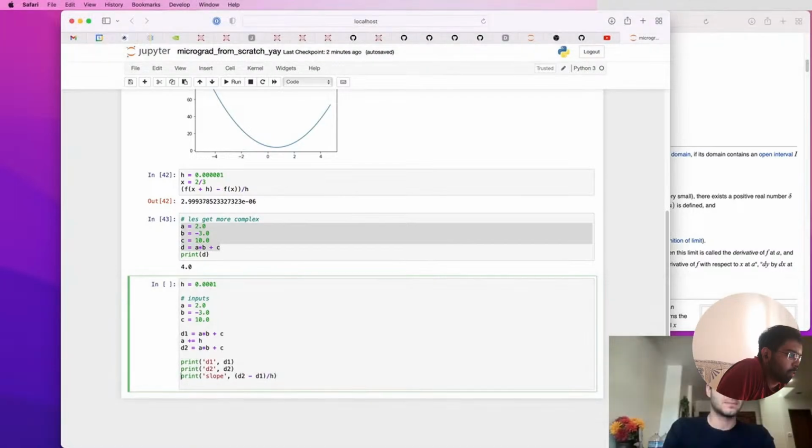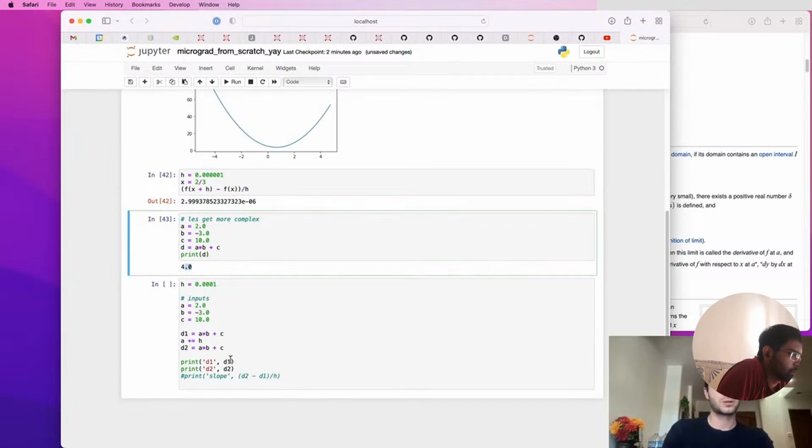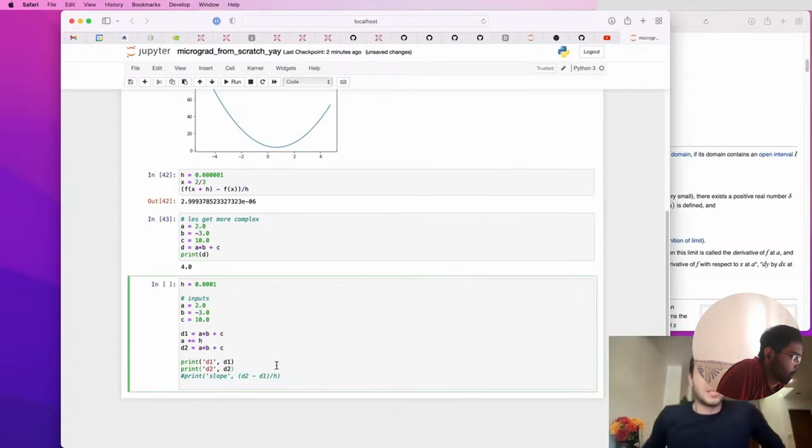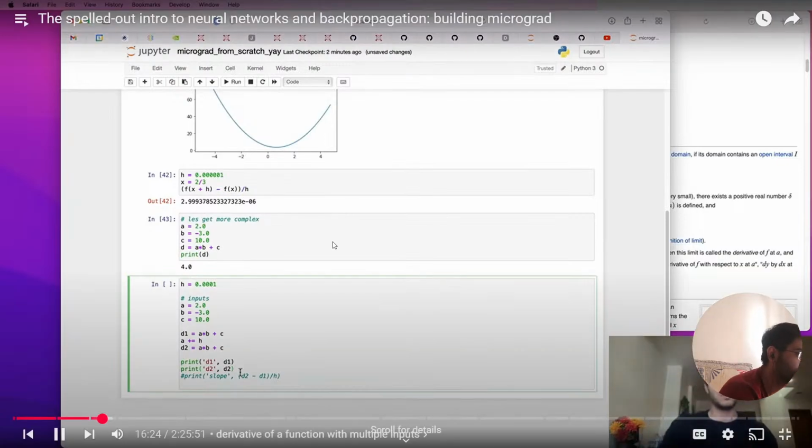So if I just run this, we're going to print d1, which we know is 4. Now d2 will be bumped, a will be bumped by h, so 0.001. Let's just think through a little bit what d2 will be printed out here.